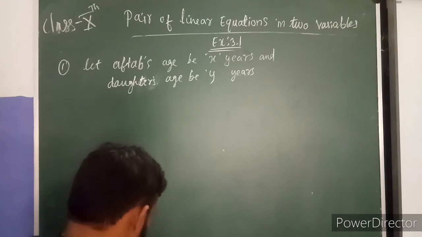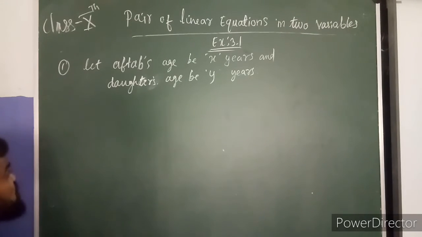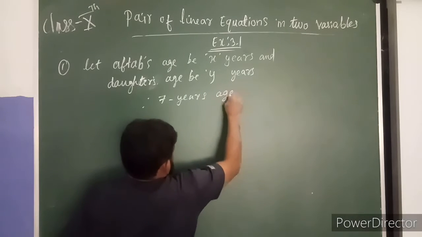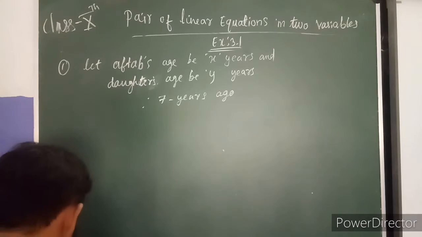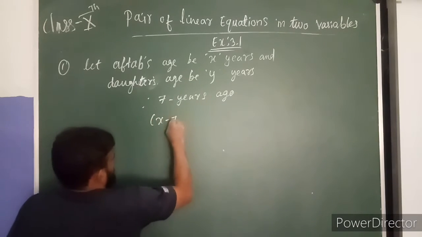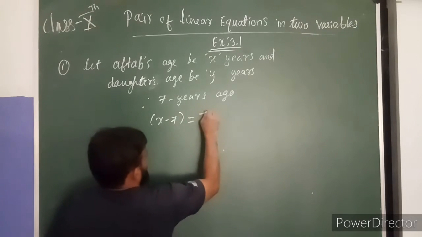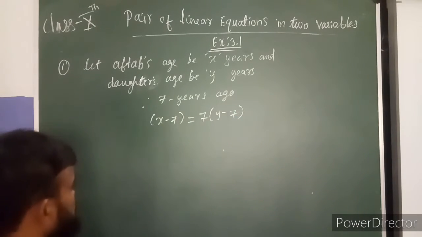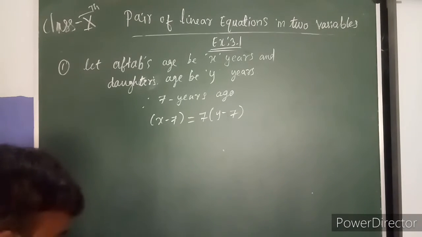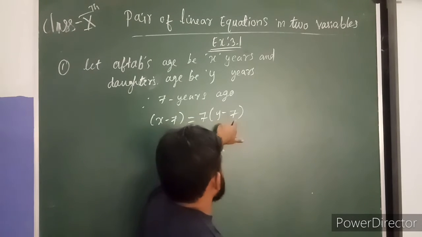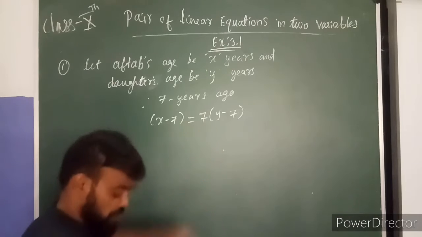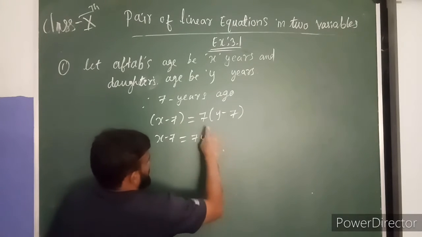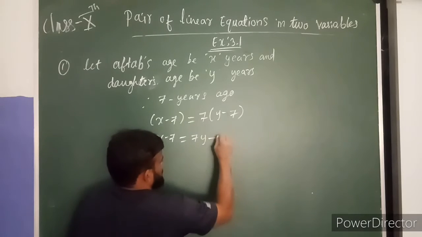First, what he has told: 7 years ago. 7 years ago, Aftab's age is x minus 7, which is equal to 7 times his daughter's age 7 years ago, that is 7 times (y minus 7). So x minus 7 is equal to 7y minus 49.